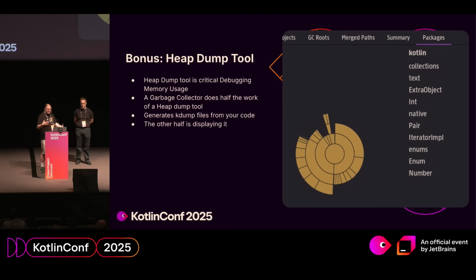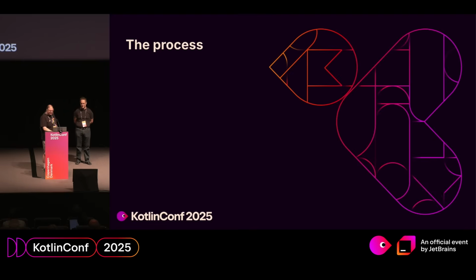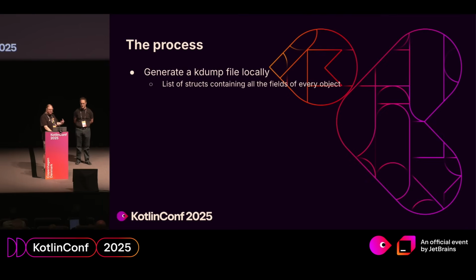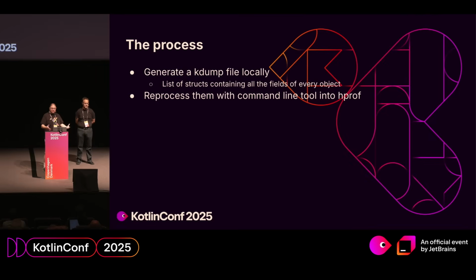And then the other half is displaying that, and Kotlin native looks a lot like Java, so all we had to do was convert that dumped structure into an hprof file, and then we just borrowed someone else's visualization tool. So, like I said, we generate a file we lovingly call a kdump, locally from a system call inside your iOS application, and it lists as structs literally every field and every object in the Kotlin heap. We reprocess them with a command line tool into an hprof file.